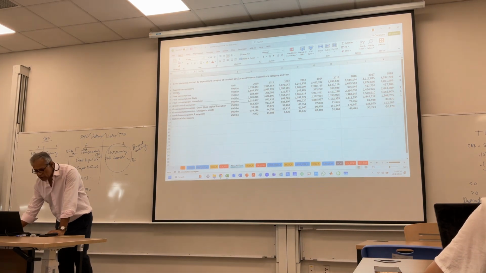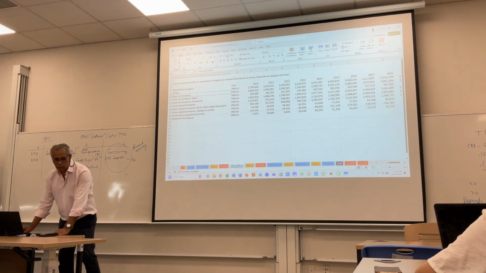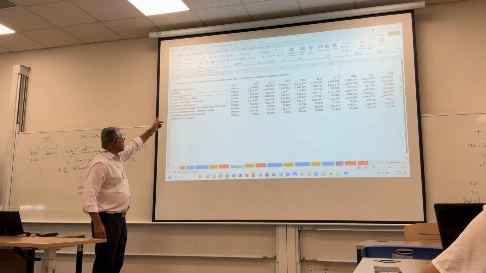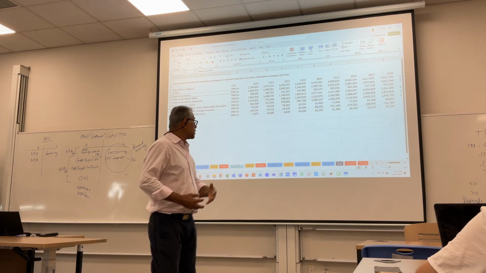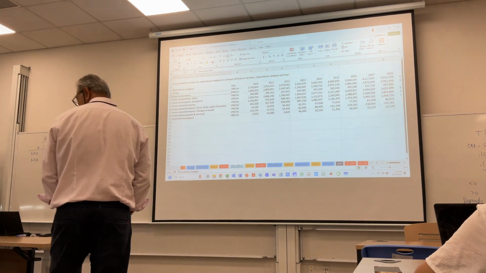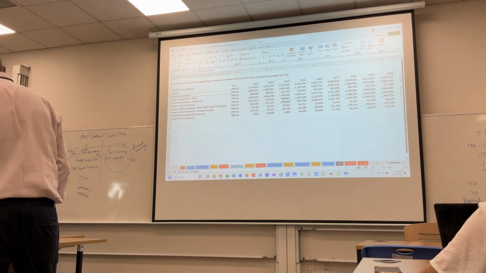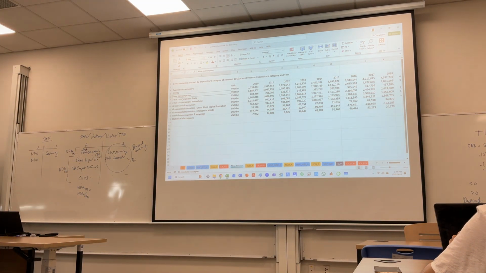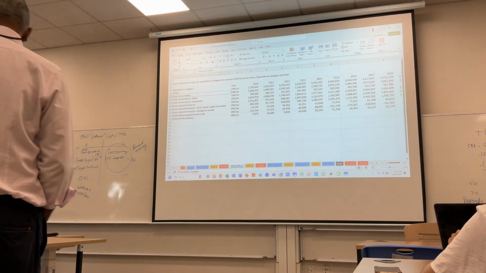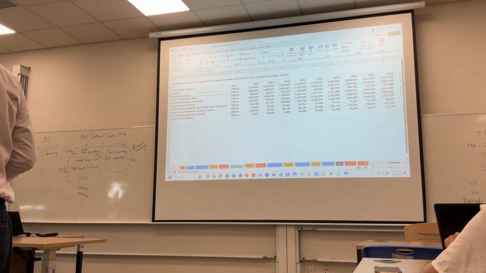It provides total GDP, final consumption broken down into, so final consumption is what? C. Final consumption state is CG. Final consumption household is CP. The gross capital formation is the total amount of investment in the economy, I.